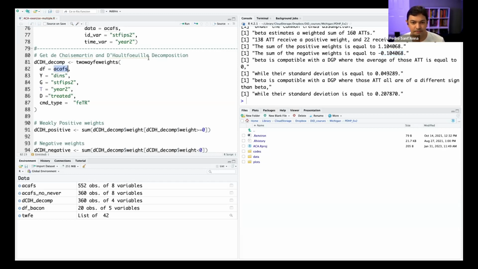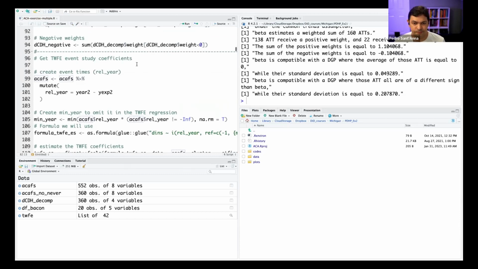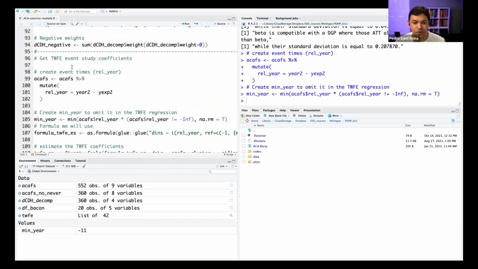Now, I have here how to do two-way fixed effects regression in event study.